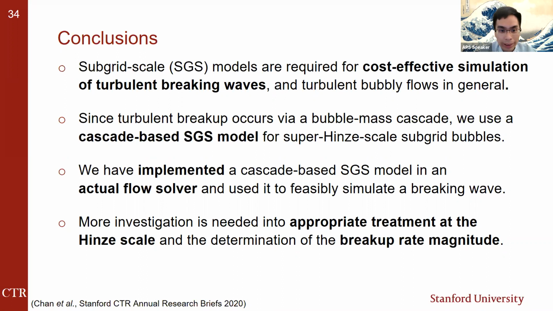So today I have described a cascade-based model that we have implemented in an actual flow solver with reference to some a priori testing, so that we know what's going on in the a posteriori implementation. And we use this flow solver coupled with a model to feasibly simulate a breaking wave. We saw that the supergrid distribution is still physical. The subgrid distribution requires some improvement, and more investigation is needed into appropriate treatment at the Hinze scale, as well as the correct determination of the breakup rate magnitude.